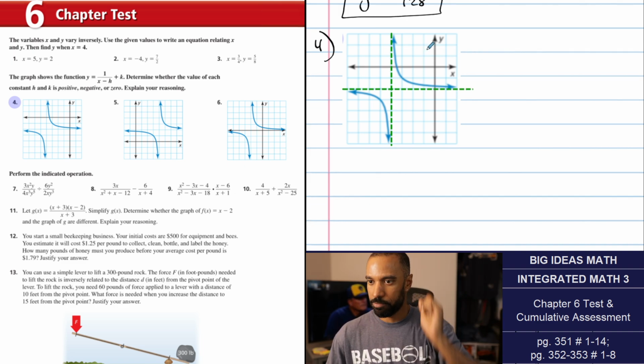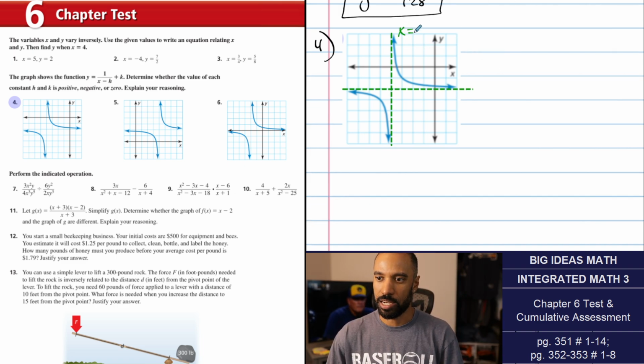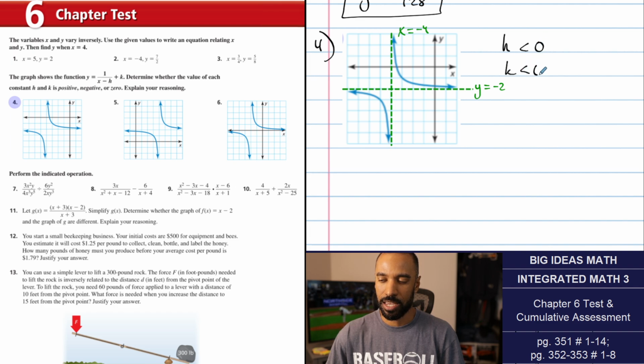I'm going to write as much as I can here. Vertical asymptote, x equals negative 4, horizontal asymptote, y equals negative 2. This is our k value, this is our h value. So h is negative, less than 0, and k is less than 0. That's how I'm going to say them. H is less than 0, k is less than 0 based on the graph.